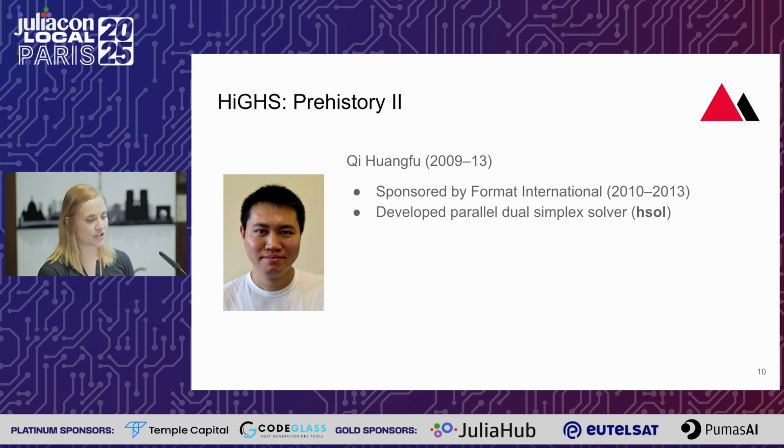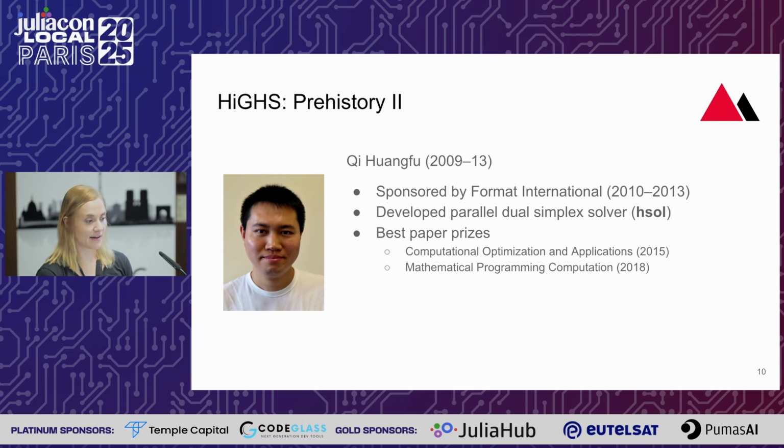So for his PhD, Chi developed a parallel dual simplex solver called HSOL. It was really good, and with Julian, they won best paper prizes from, I think, 3 different journals, and 2 of them are Computational Optimization and Applications and Mathematical Programming Computation. Chi finished his PhD and left Edinburgh and left Julian the C++ code.